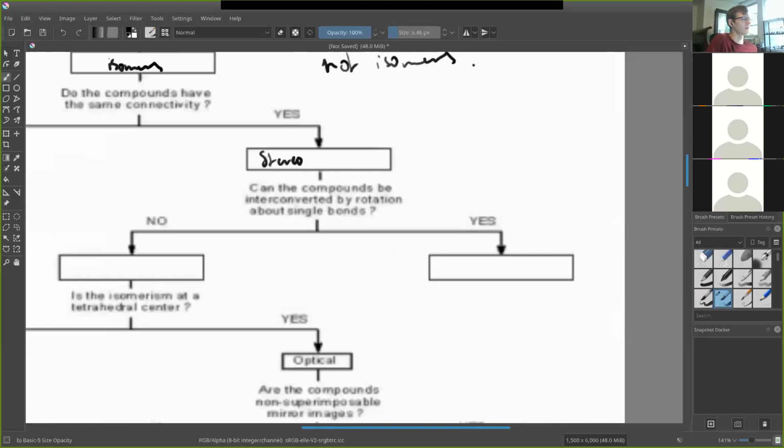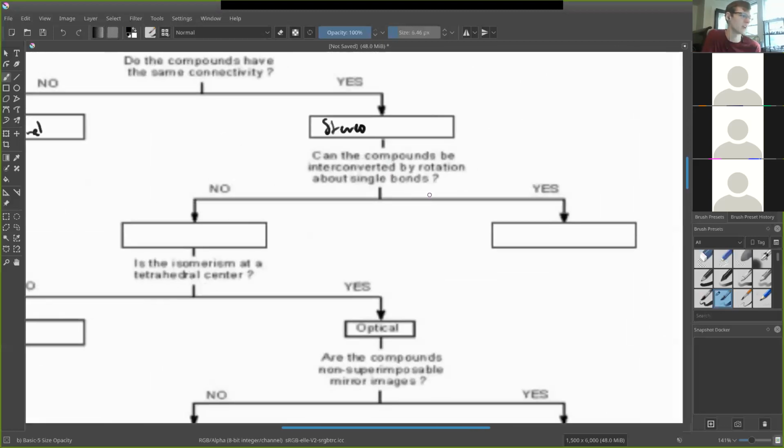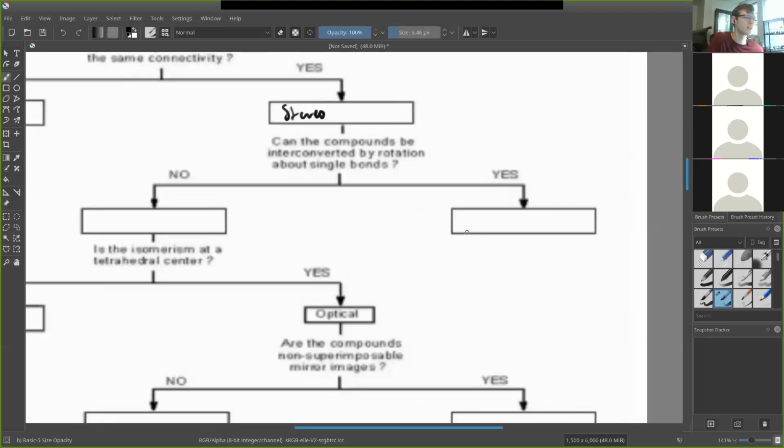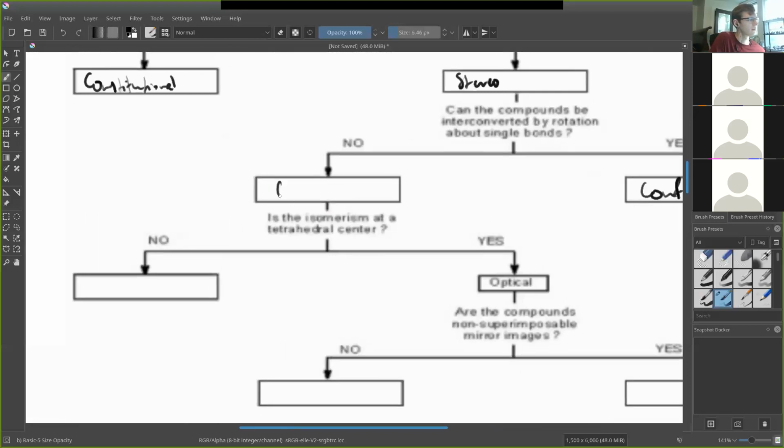Okay. And we're just zooming through this whole thing. Can they be interconverted by rotation about single bonds? What if they can? Conformational. Yeah, there we go, conformational. And if no, then what? Configurational. Okay.